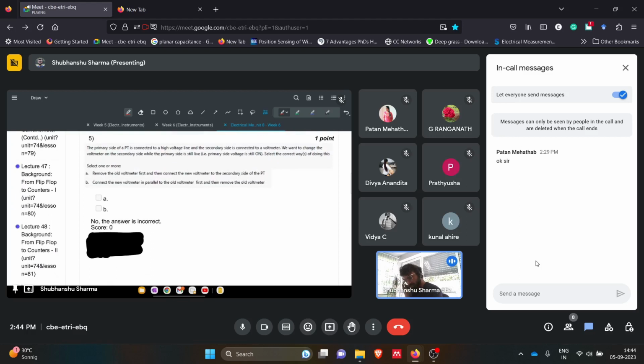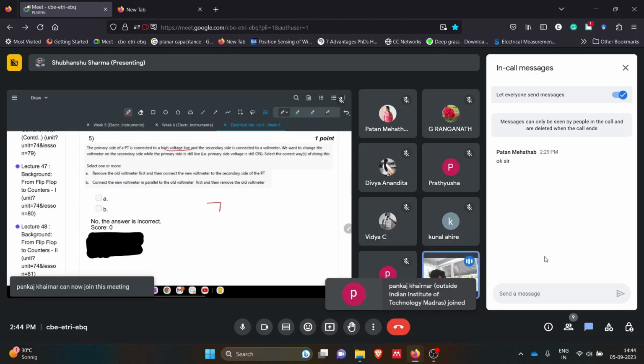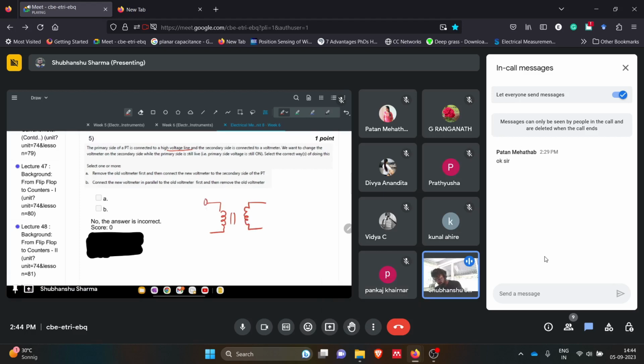Then the next question: the primary side of a potential transformer is connected to a high voltage line. So we have this potential transformer, connected to this high voltage line, and then the secondary side is connected to a voltmeter. We want to change the voltmeter on the secondary side while the primary side is still live.